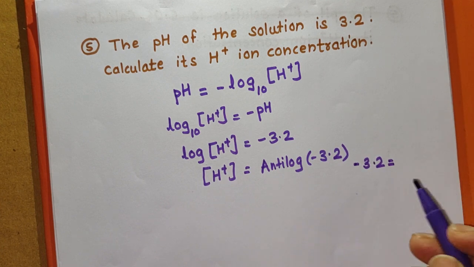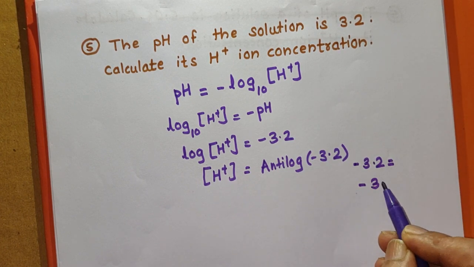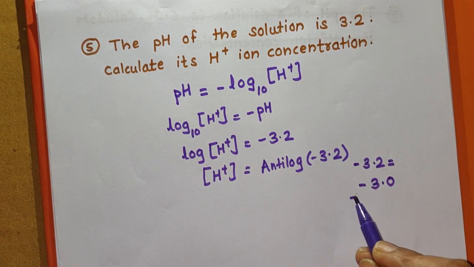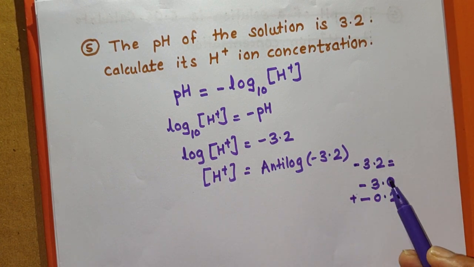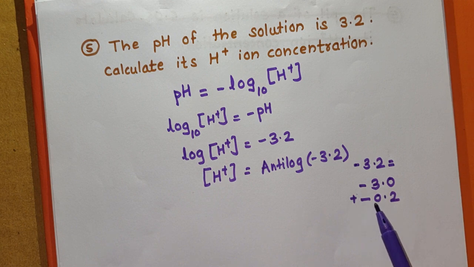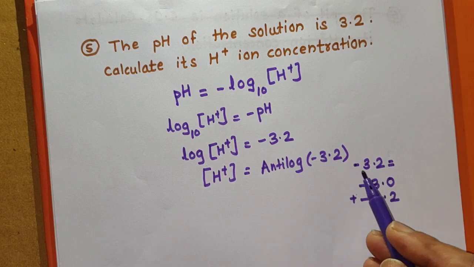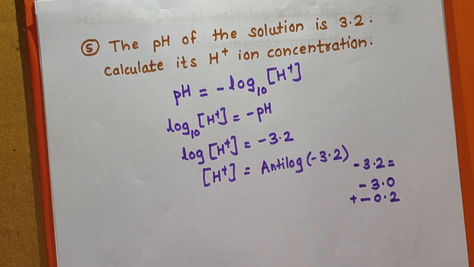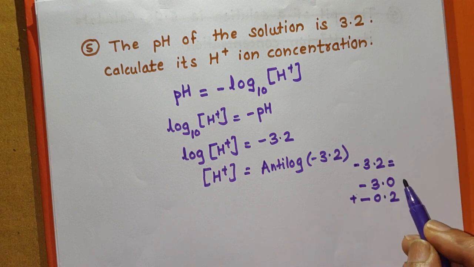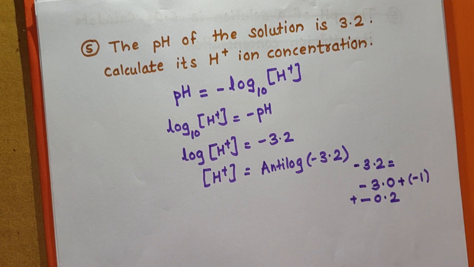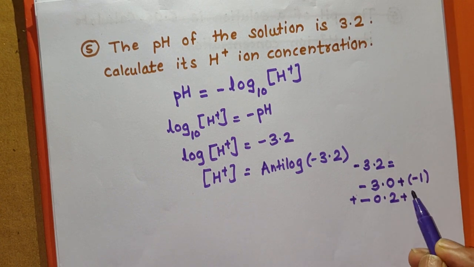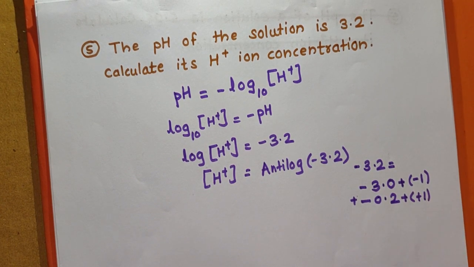This can be written as minus 3.2 equals minus 3.0 plus minus 0.2, right? Minus 3.0 plus minus 0.2. The summation will be minus 3.2. Now this is the characteristic. Now add minus 1 to the characteristic and add plus 1 to the mantissa. Means in all we are adding 0 here.